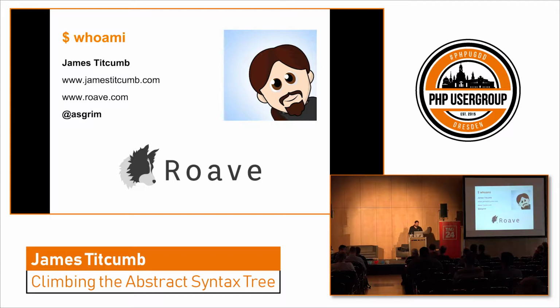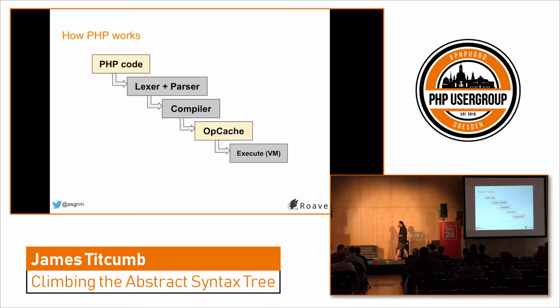Anyway, we are here today to learn about the abstract syntax tree and how the compiler works. To understand what an abstract syntax tree is, first we need to look at how the compiler works. The PHP code is fed into a Lexer, which generates tokens. Tokens are fed into the Parser, which results in an AST. The AST is compiled by the compiler, and that generates opcodes, which are put in the op cache and then executed in a virtual machine. OK? Cool.